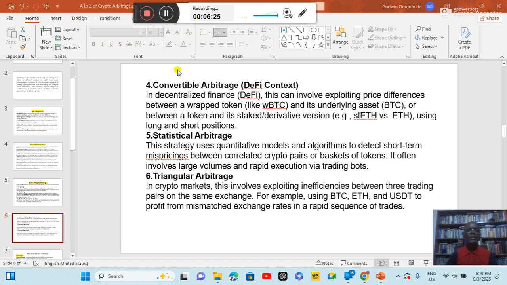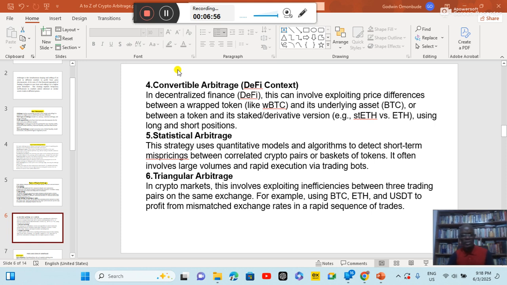Number 4 is the convertible arbitrage. In decentralized finance, this can involve exploiting the price difference between a wrapped token and its underlying asset, for example wrapped BTC, or between a token and its staking derivative, for example stETH versus Ethereum, using a long and a short position.